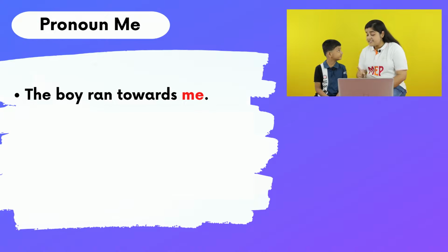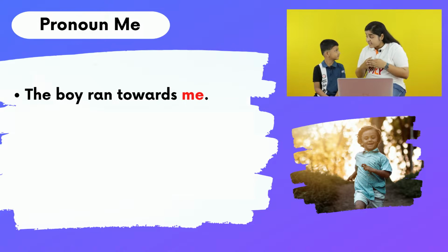So Rudy, our first example of the pronoun me is, the boy ran towards me. So about whom am I talking? I am talking about myself. So whenever we talk about ourselves, we are always the first person. Correct. Now, the boy ran towards me. So in this sentence, the pronoun me is receiving the action. Therefore we can say that the pronoun me always receives the action in the sentence.